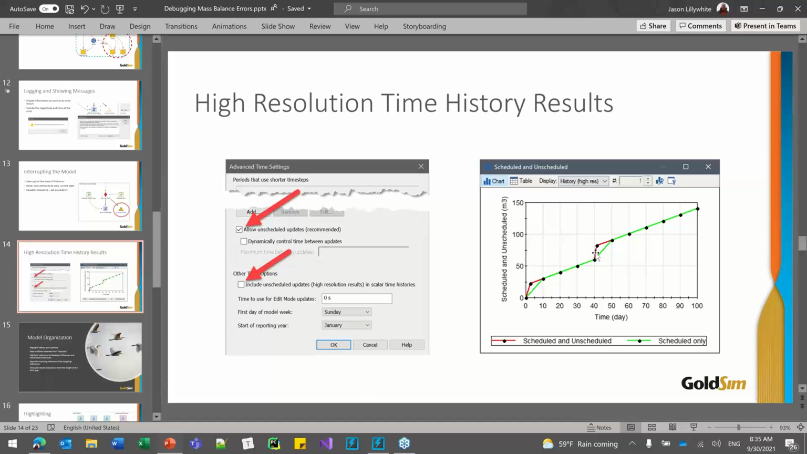And you'd miss it and you'd wonder, well, why in the world are we not getting mass balance? I've got some sort of loss occurring at some point, don't know where it's coming from. If you enable your unscheduled updates, then you would see, oh, there's a little spike that occurs for a few minutes. It must be an overflow occurring.